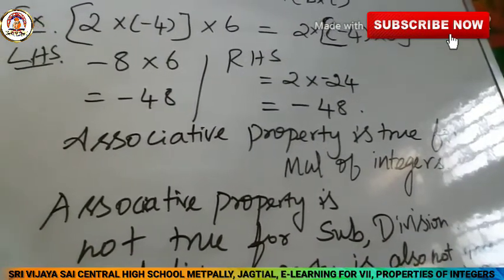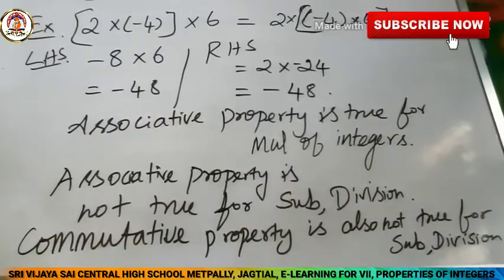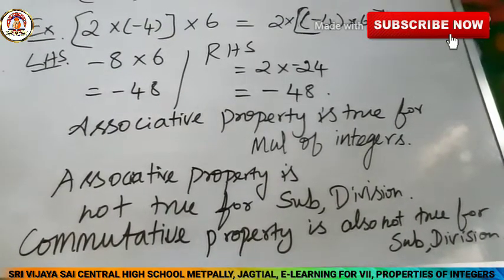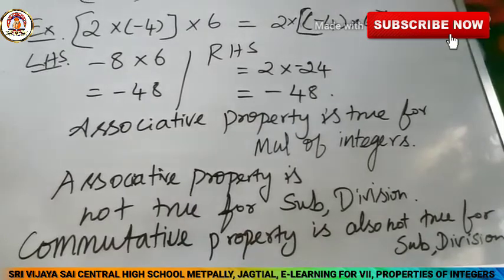Not only the associative property, the commutative property is also not true for subtraction as well as division.